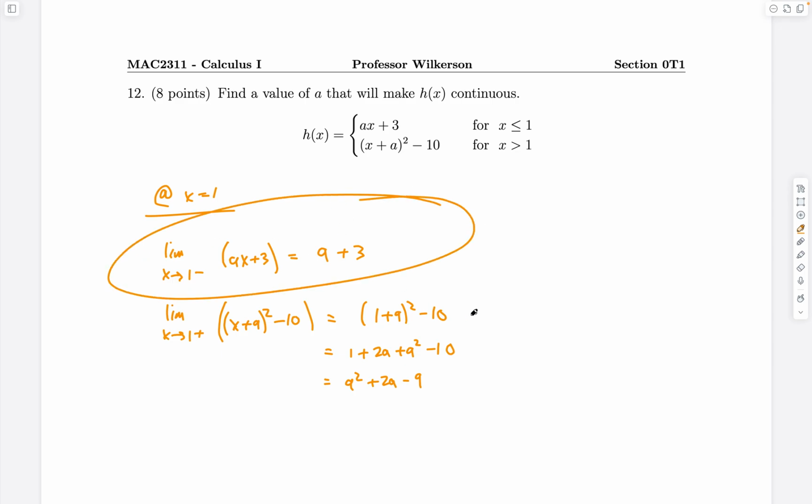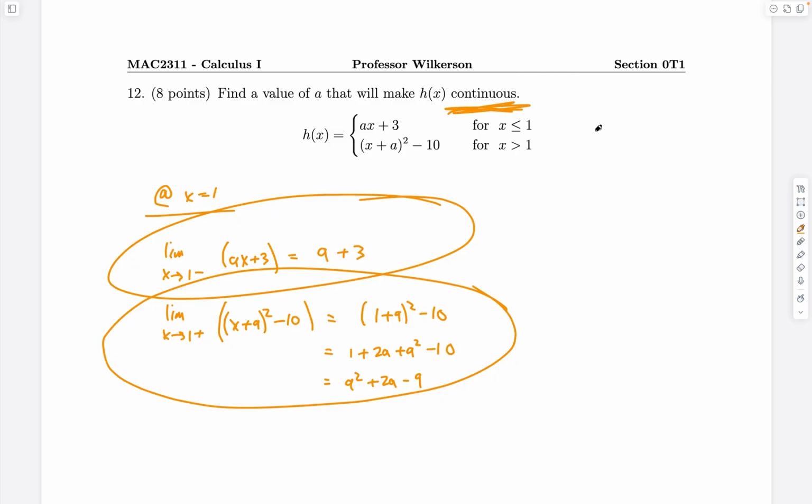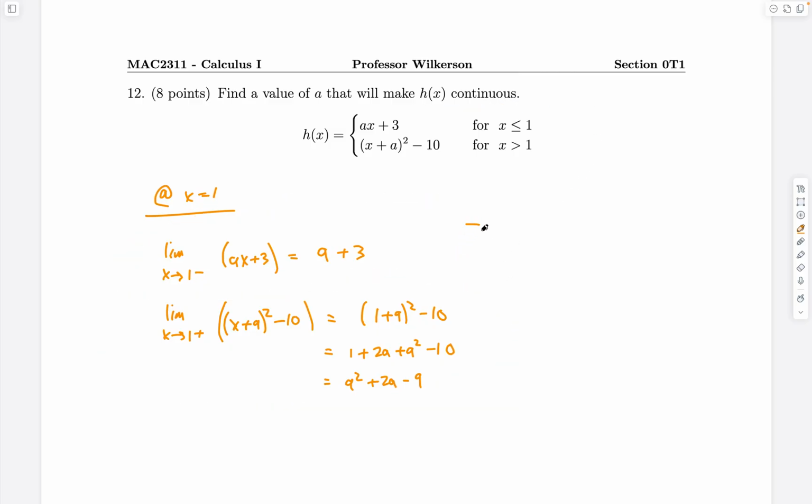Okay, so I have the limit from the left side, limit from the right side. In order for me to be continuous, you have to have the limit exist, right? Which means the left and the right side would need to be equal. So for the limit as we go towards 1 of h of x to exist, I need a plus 3, which is the left side limit, to equal the right side limit, which is a squared plus 2a minus 9.